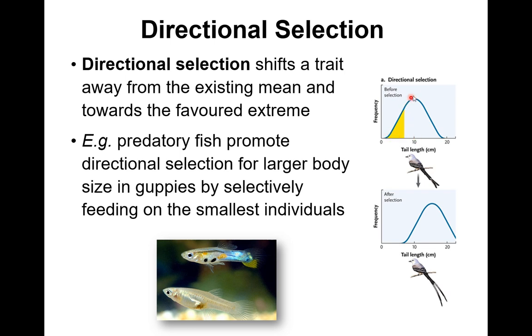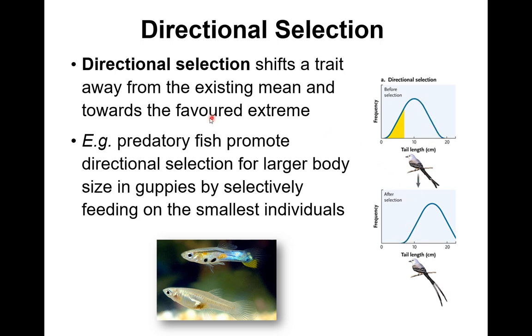So if this is the distribution of the length of the tail, the mean value is moved towards a higher level. So the bell has been moved to the right side. One example is with predatory fish, when they are some guppies, for example, they're increasing in overall size. So if this was the distribution of the size originally, now they're getting larger and larger.